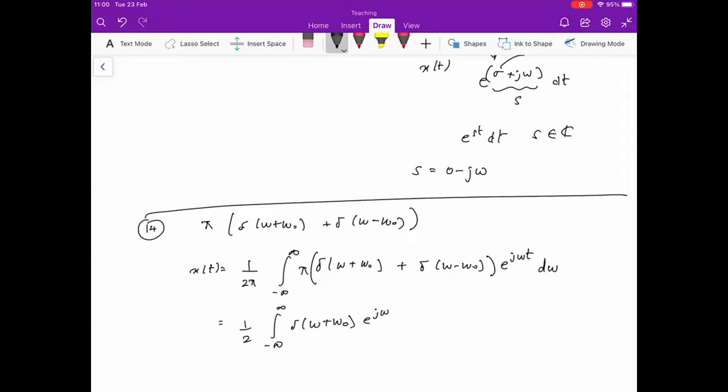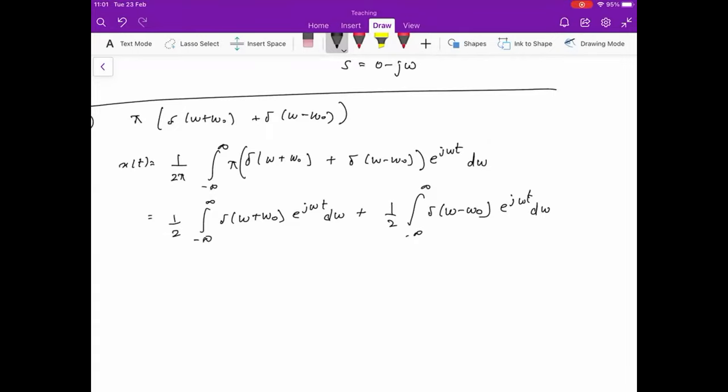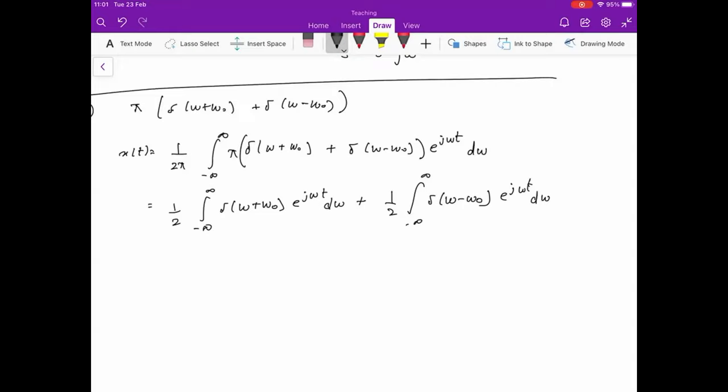plus 1 over 2 integral from minus infinity to infinity delta omega minus omega naught e to the j omega t d omega. Okay, so these look pretty complicated, but it turns out that there's something called the sifting property, equation 5.15, which says that x of tau equals the integral from minus infinity to infinity of x of t delta of t minus tau dt.